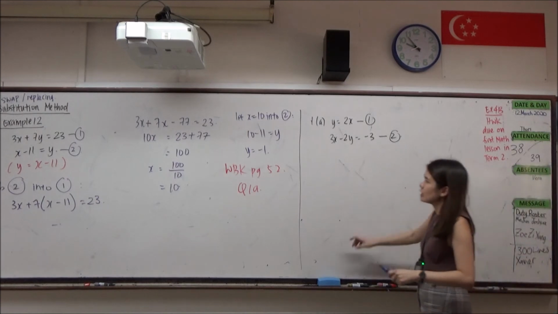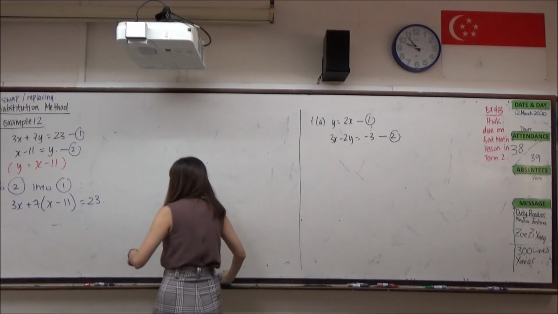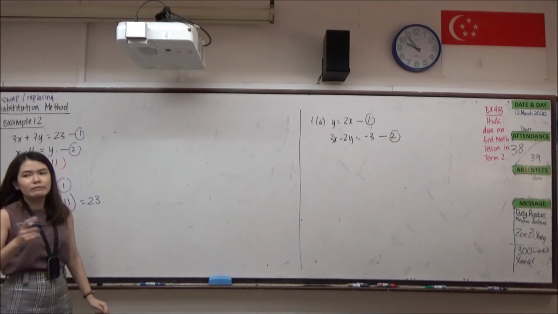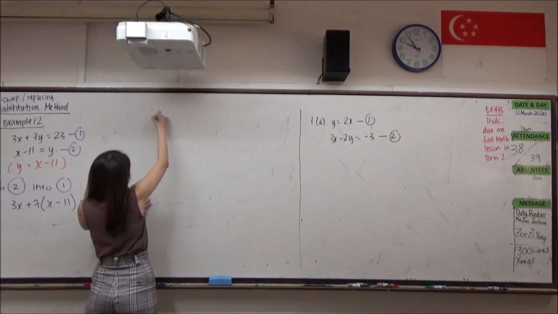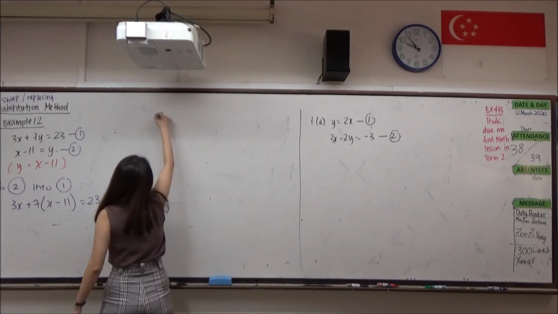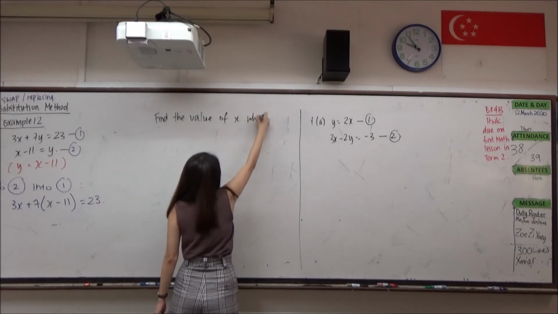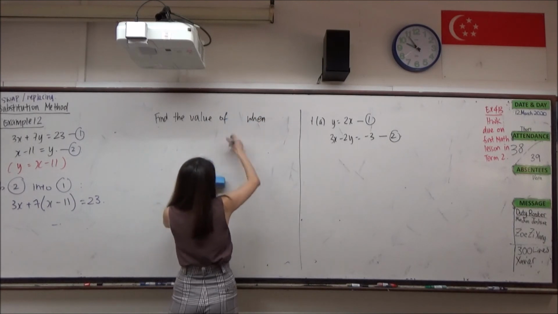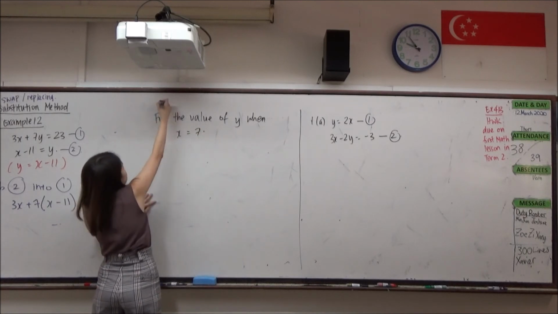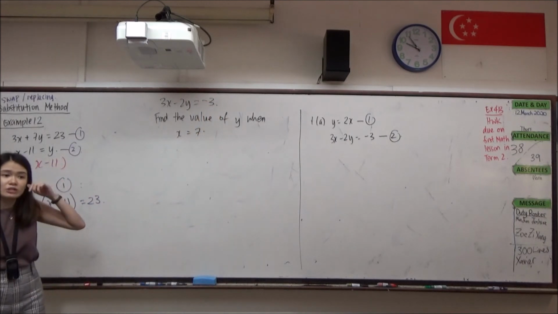Maybe before I go into this, let me just share with you an example that we have done maybe last year. Do you remember if I have such a question, find the value of y when x equals 7, and the question gives you that 3x minus 2y equals negative 3? Do you remember doing such questions before?